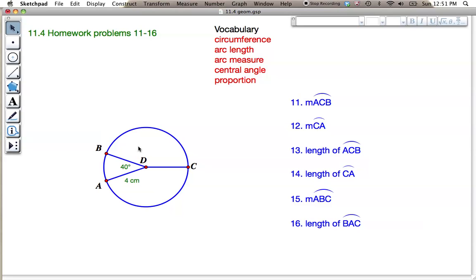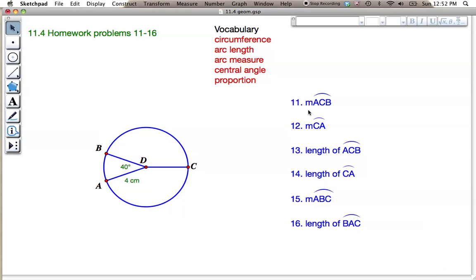So arc length. The arc length of a given sector is going to be proportional to its central angle. And we're going to get into that when we answer questions 13 and 14.